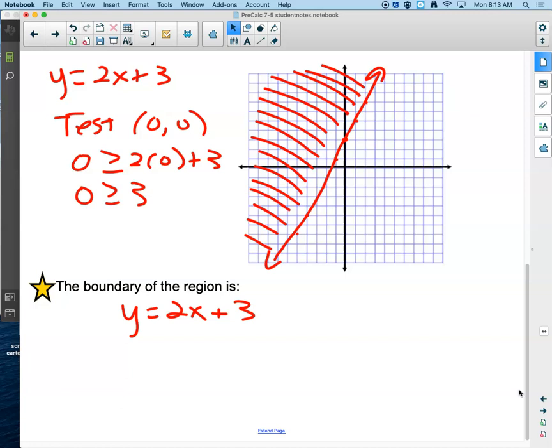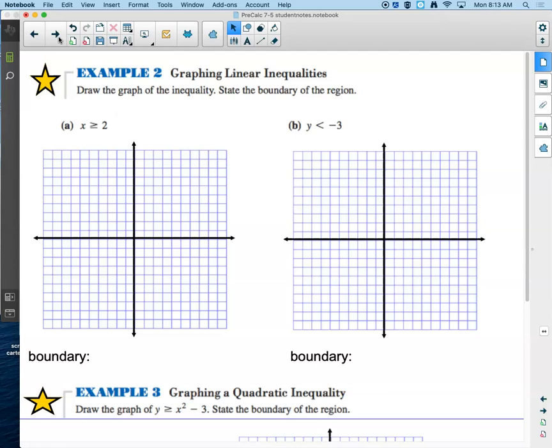Good. So now, graphing linear inequalities, we're going to take a look at a couple of special cases here. Draw the graph of the inequality and state the boundary of the region. Well, since that's what we start with, I'm going to go right down here and say, well, if I pretended this was equals, it would say x equals 2.